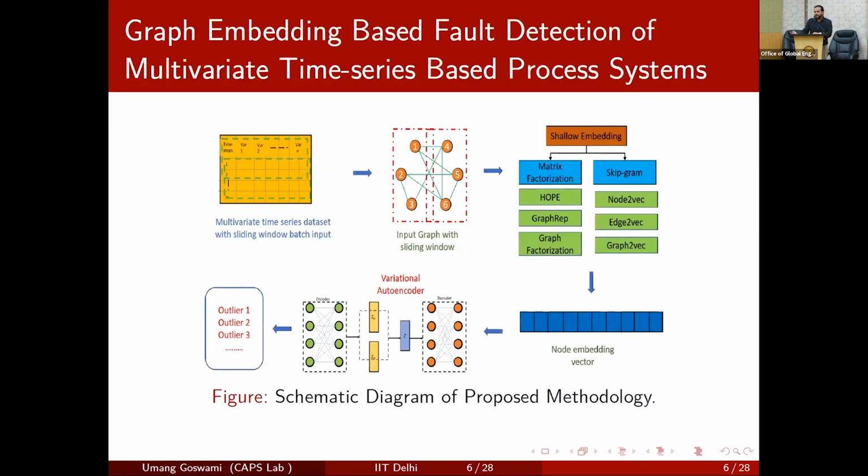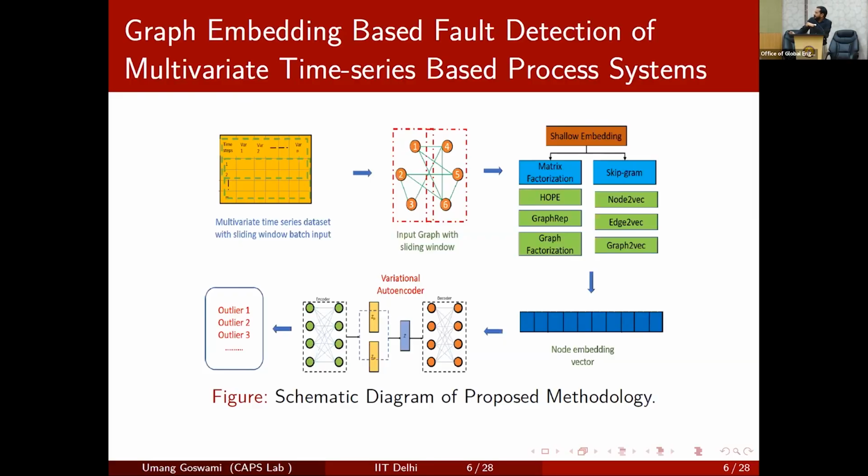Now this is the schematic of the proposed methodology that we are going to follow. First of all, we have a multivariate time series data set with a sliding window, in the yellow part there. We are taking the data set in a sliding window fashion. We are constructing the graph based on a window of certain normal points and certain faulty points, and then we are extracting the input graph from it.